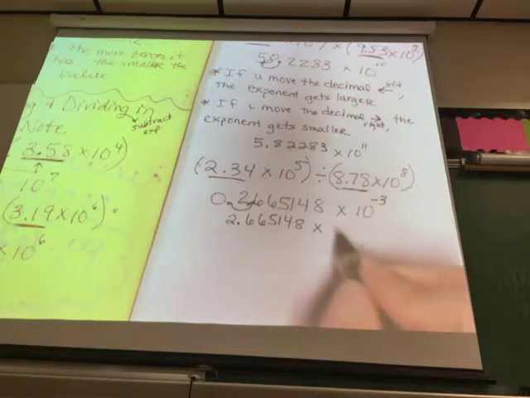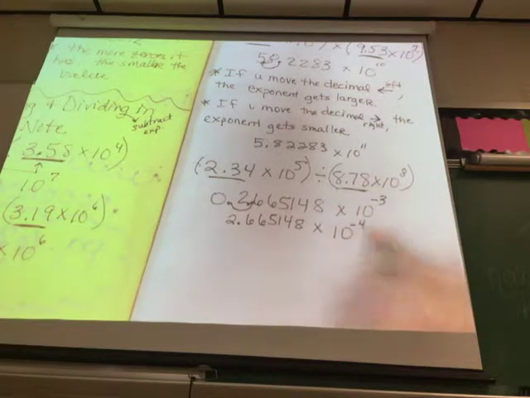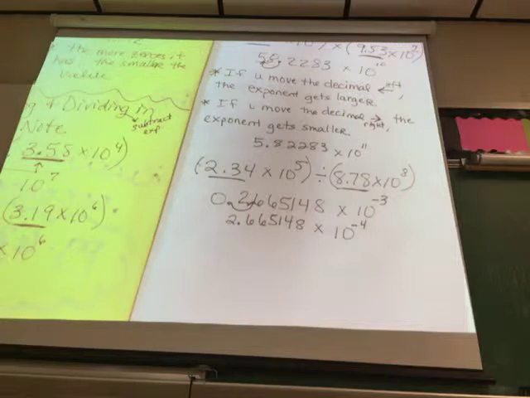Good. I was afraid that some of you might say a negative 2 because you're thinking the digit gets smaller, but the further away from 0 that you get on that negative side, the smaller you get. Okay, so that would be your final answer there.